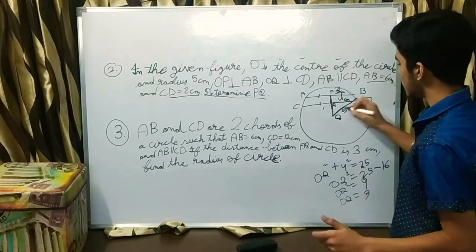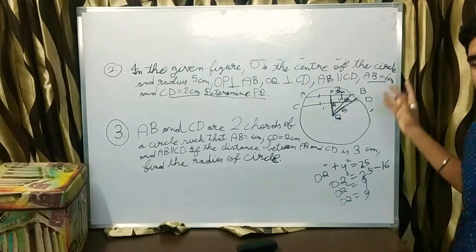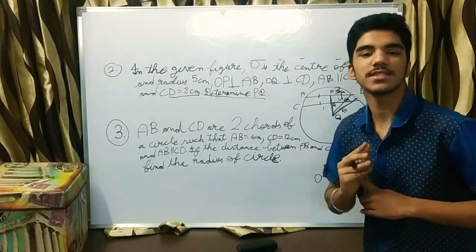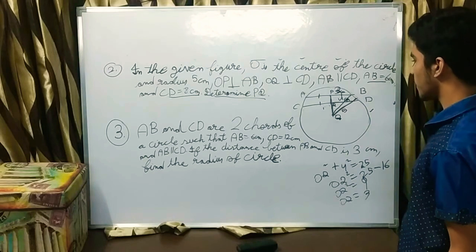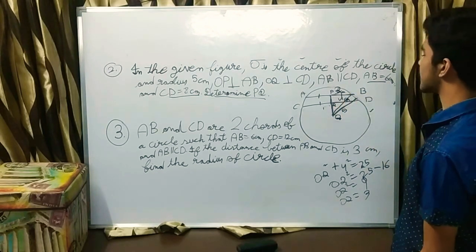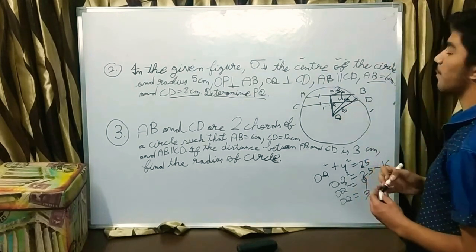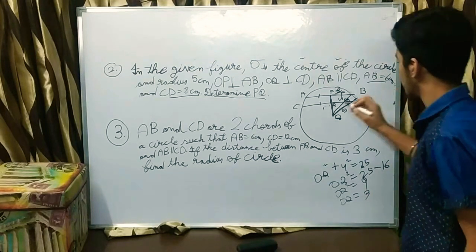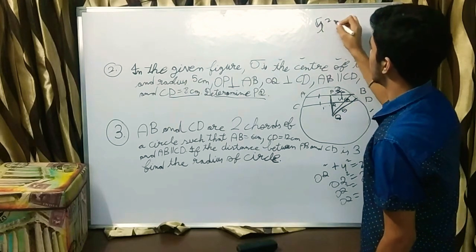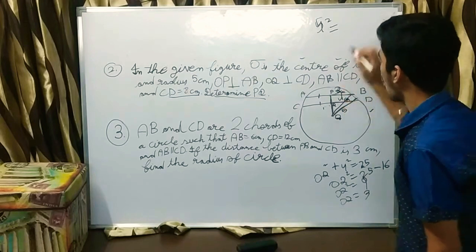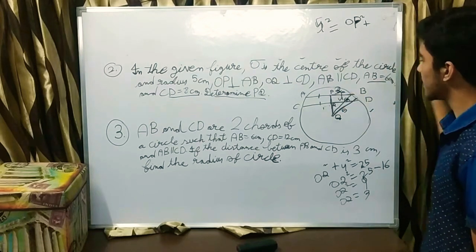Now if we draw a line joining O to B, this is also a radius, so we can say that this is also equal to 5 centimeter. Now OB is 5 centimeter and PB is 3 centimeter, so we can find the value of OP by Pythagoras theorem. So let us find that. 5 square is equal to OP square plus PB square, which is equal to 9.